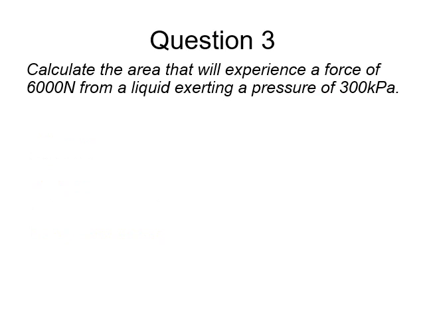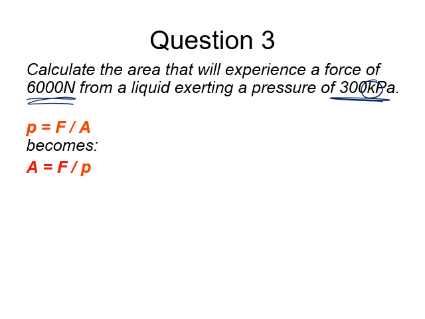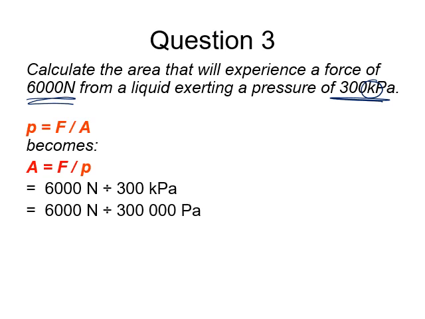Third question, calculate the area that will experience a force of 6,000 newtons from a liquid exerting a pressure of 300 kilopascals. Okay, so again, pausing the video, seeing if you get the correct answer, and comparing it with the answer that I will soon give. Right, so again, the force is going to be 6,000 newtons, and we have a pressure of 300 kilopascals. Be wary of that. The basic equation is pressure equals force divided by area. We rearrange the equation so it becomes area equals force divided by pressure. So it will become 6,000 newtons divided by 300 kilopascals. Remembering, of course, that 300 kilopascals will be equal to 300,000 pascals. So you have to convert kilopascals into pascals before you do the final calculation, which should give you an area of 0.02 meters squared.